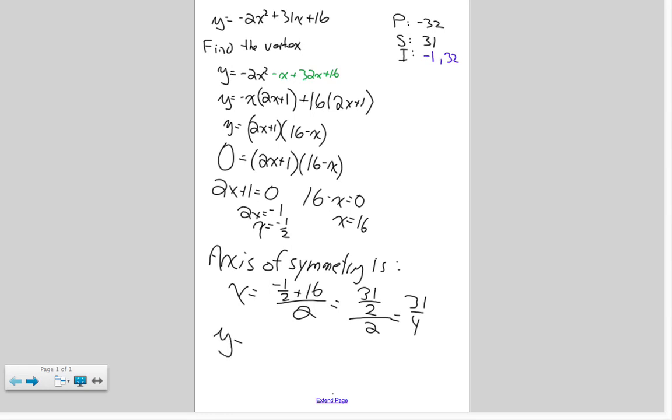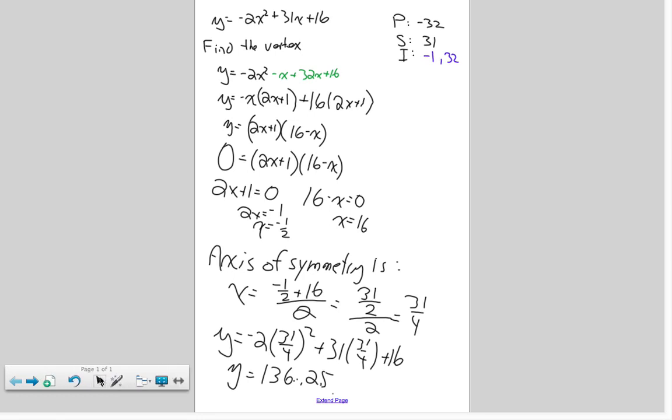So y is equal to, I'm just going to first write this down: negative 2 times 31 over 4 squared plus 31 times 31 over 4 plus 16. And what was that answer? 136.125. Okay, not too bad. So what's the vertex?